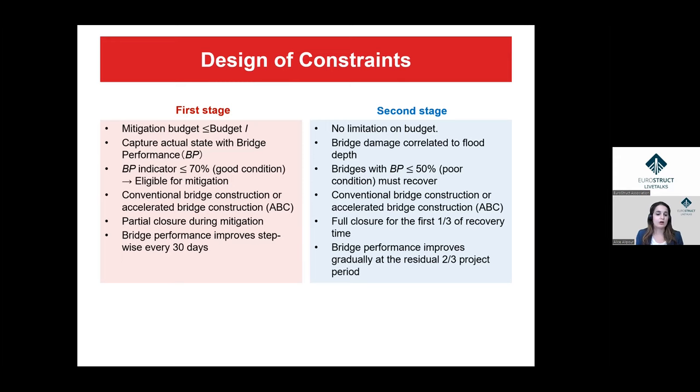We can use either conventional construction or accelerated bridge construction, which is a faster, more expensive approach. And during the mitigation, because it's not emergent conditions, we're going to have partial closure. So we're going to allow traffic to flow, but there might be some traffic delay. And again, bridge performance is going to improve step by step every 30 days. In the second stage, there's no limitation on the budget. The idea is that whatever gets damaged is going to be fixed.